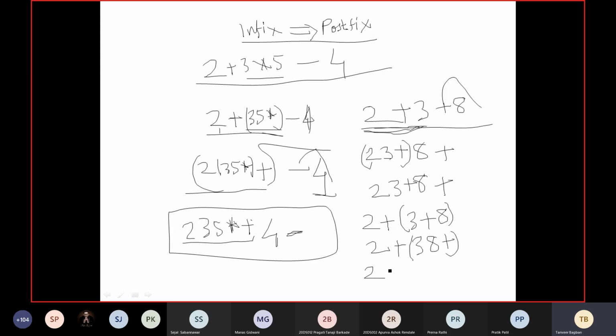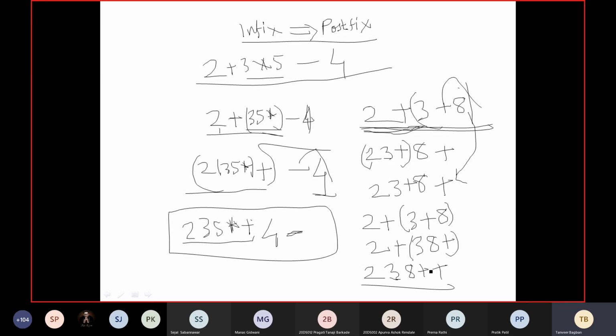Now it becomes 2 3 8 plus, and this plus is taken out. So now it becomes 2 3 8 plus plus. Now see here, when there is no parenthesis, its postfix format is 2 3 plus 8 plus. But when you put the parenthesis over here, its postfix changes. So it becomes 2 3 8 plus plus.